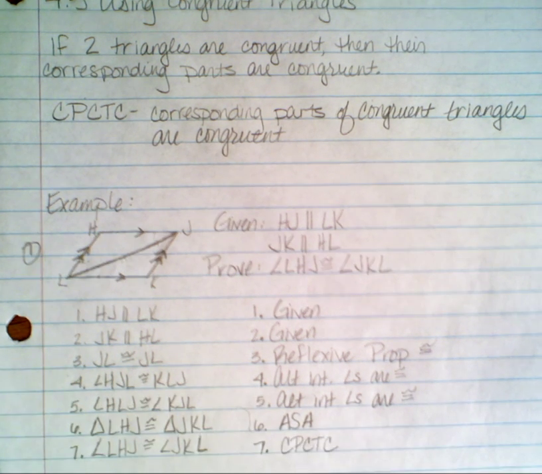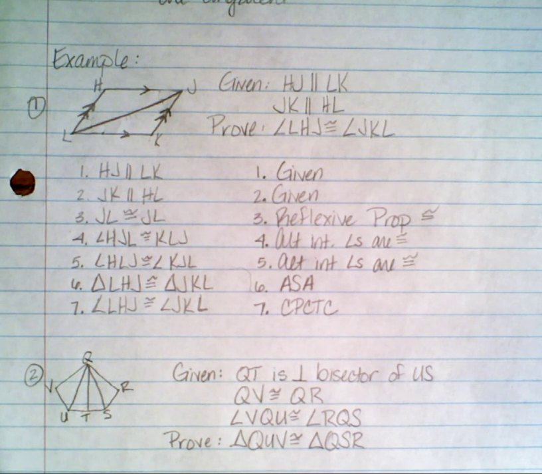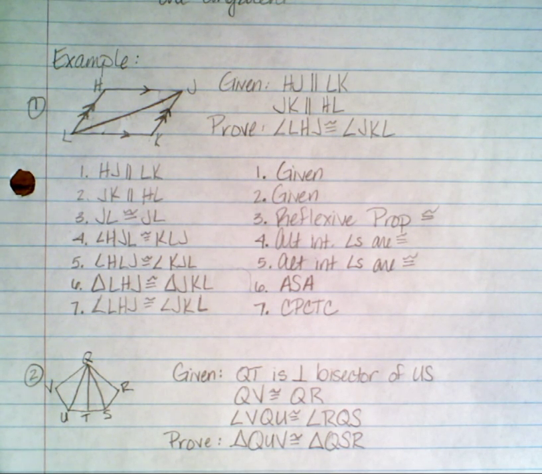All right, let's look at another example. I have this kind of crazy shape here, and I am given a bunch of information, and I need to prove that triangles QUV and QSR are congruent to each other. So I think once you draw in all your given pieces of information, and then use CPCTC to prove that two of the sides of two of the triangles are congruent to each other, then you'll be able to prove that those two outer triangles, if you will, are congruent to each other.